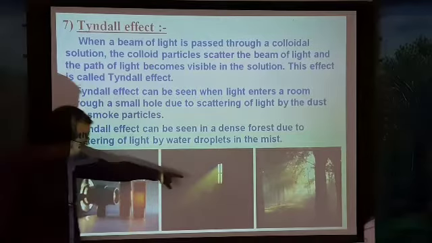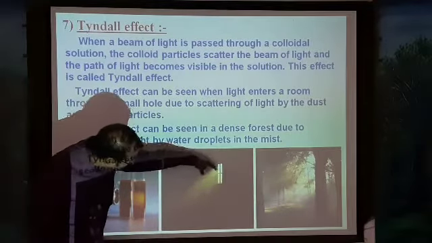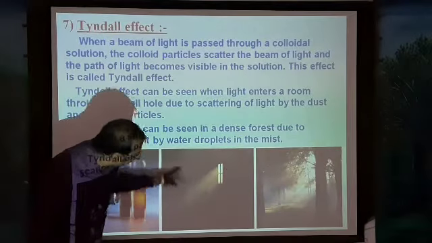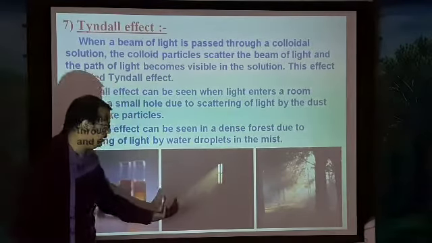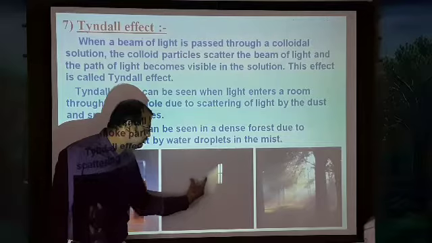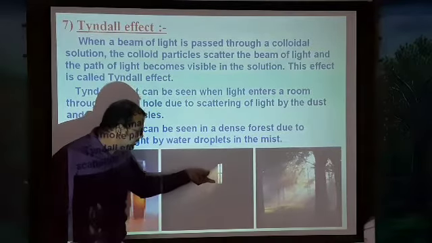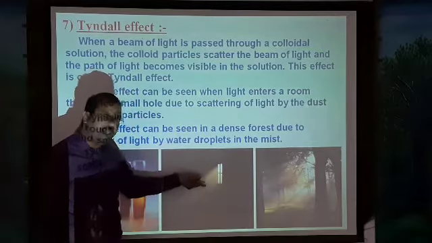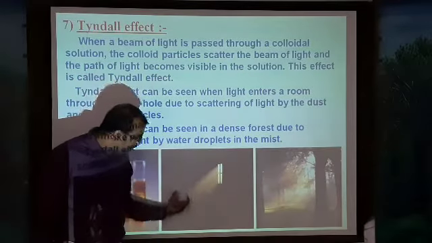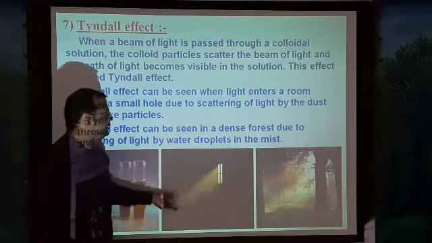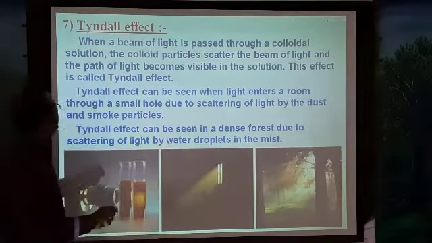So here is the example. Have you seen the path of light? Why can we see the path of the light? Because this entire room has dust particles, and those dust particles scatter the light. When they scatter the light, we can see the path of this light. Path means a way of light. This path of light is visible because of colloidal particles. This effect is what we call the Tyndall effect.